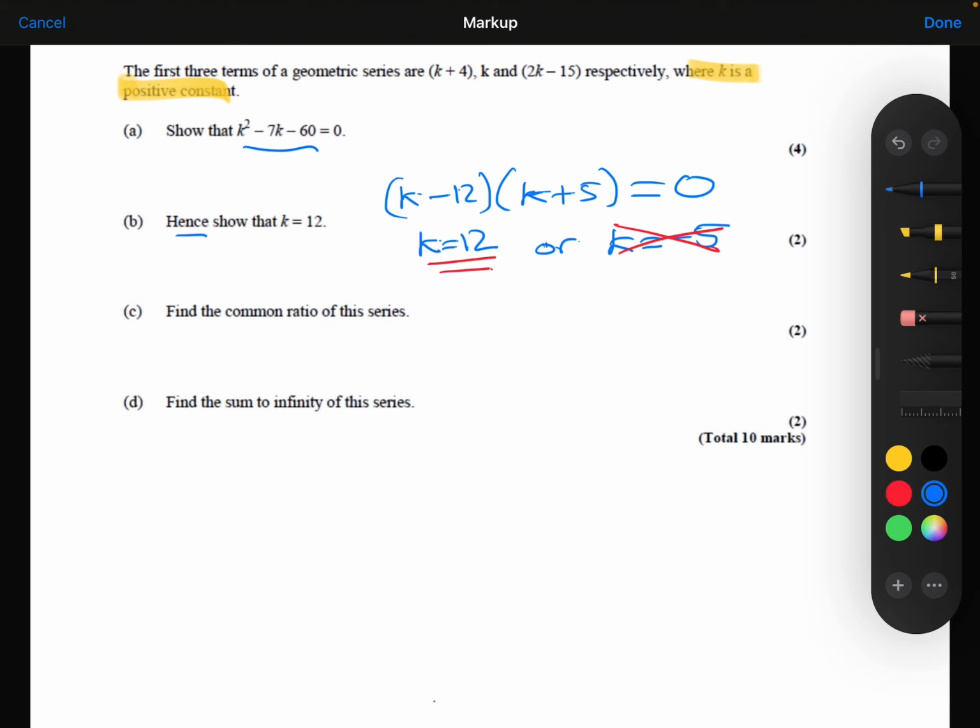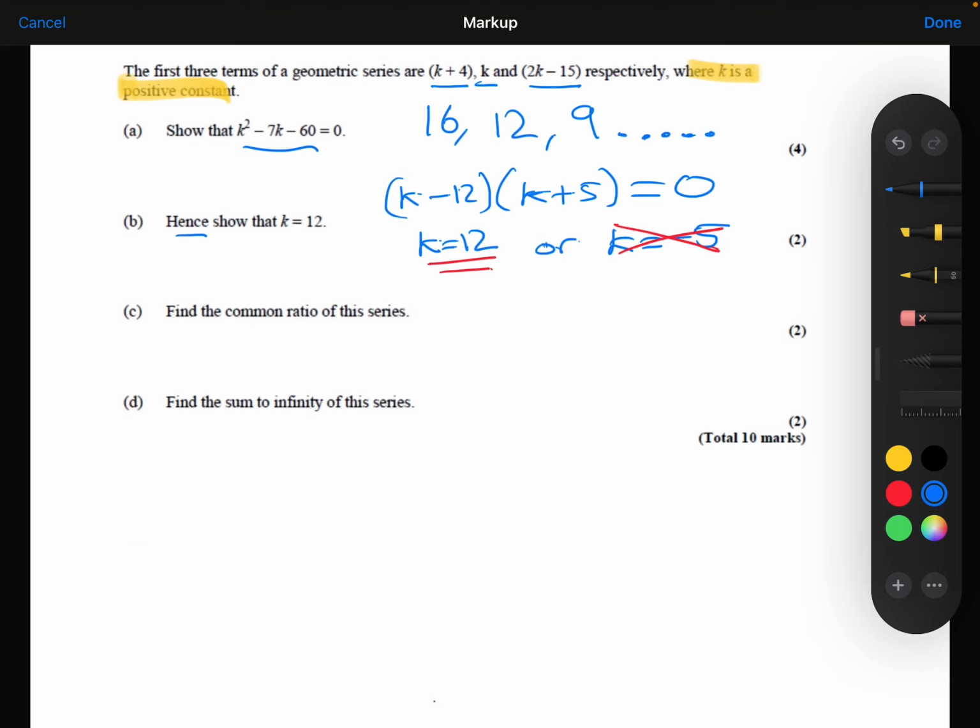So now I know that k is 12, I can go back to the original sequence and write down the first few numbers. k plus 4, so 12 plus 4 is 16. The second number in the sequence is k, which is just 12. And the third number, 2k minus 15: 2 lots of 12 is 24, minus the 15 is 9. So the first term is 16, the second term is 12, the third term is 9, and so on.